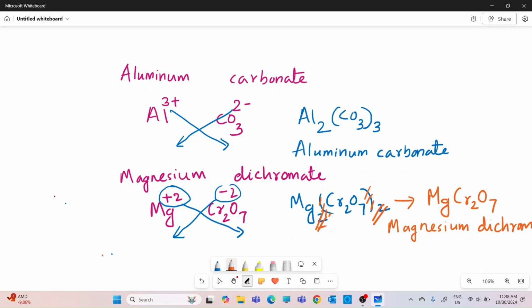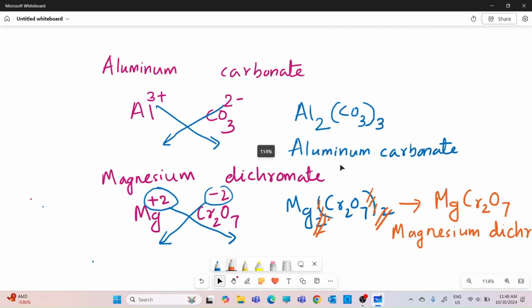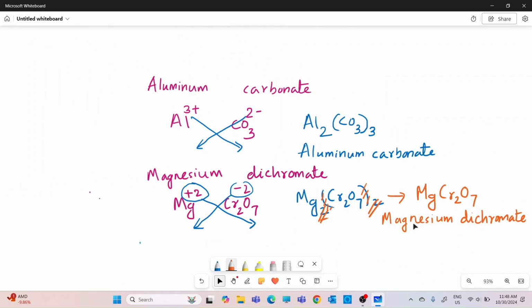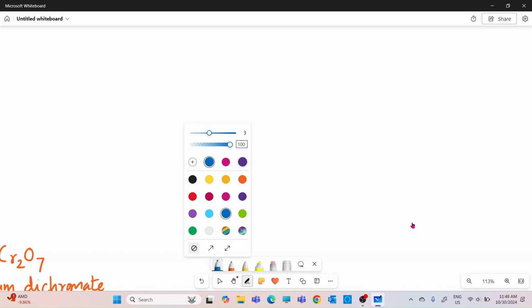Okay, now let's do the next example, which is one with transition metals. Or do you need more? Maybe I will do one more practice. I'm going to give a name now. The compound is rubidium permanganate. So the name is already given, and I'm going to figure out the formula.